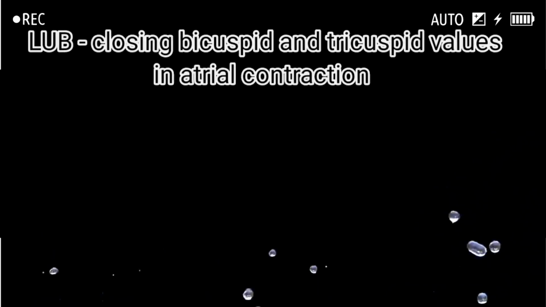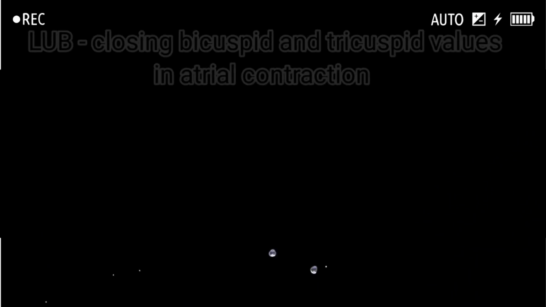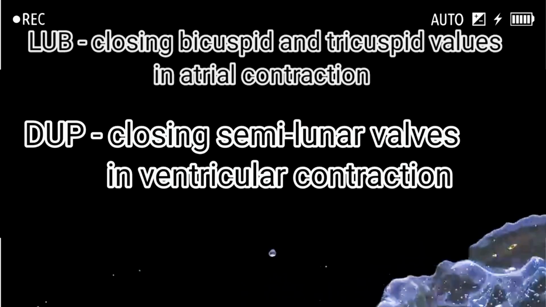We all know about the lub and dub sounds, which we sense when we listen to the heart. The lub sound is produced when the bicuspid and tricuspid valves close in atrial contraction, and the dub sound is produced when the semilunar valves are closed. Okay, next the blood pressure.